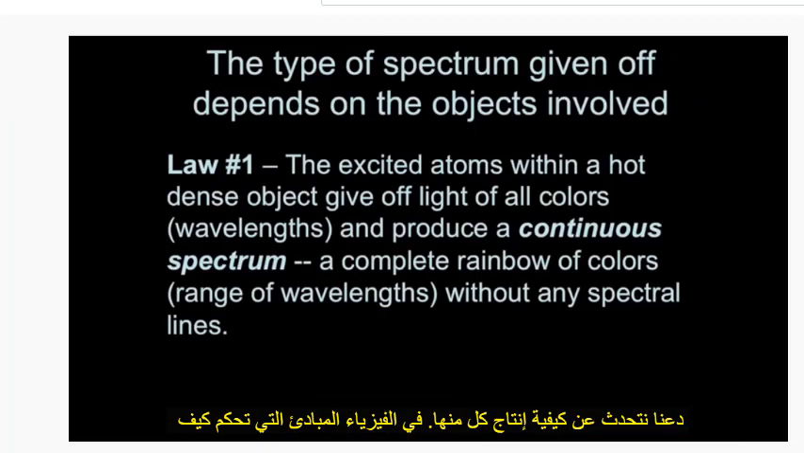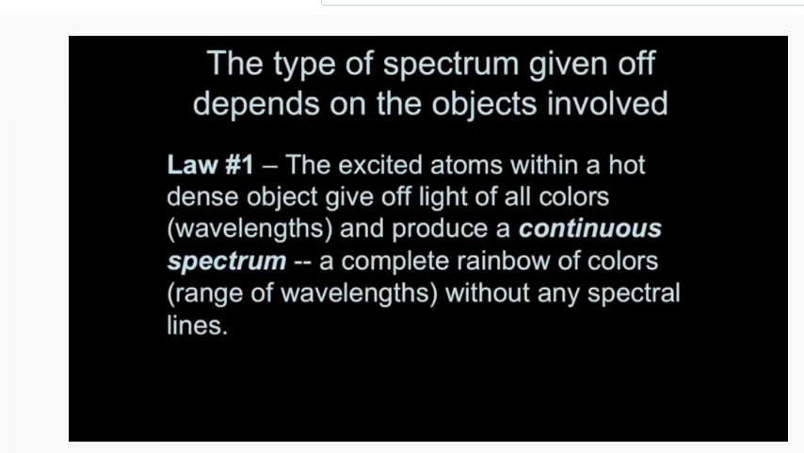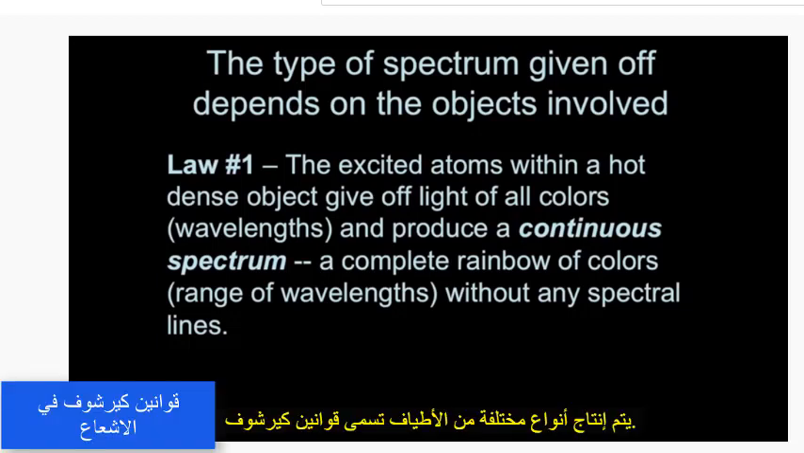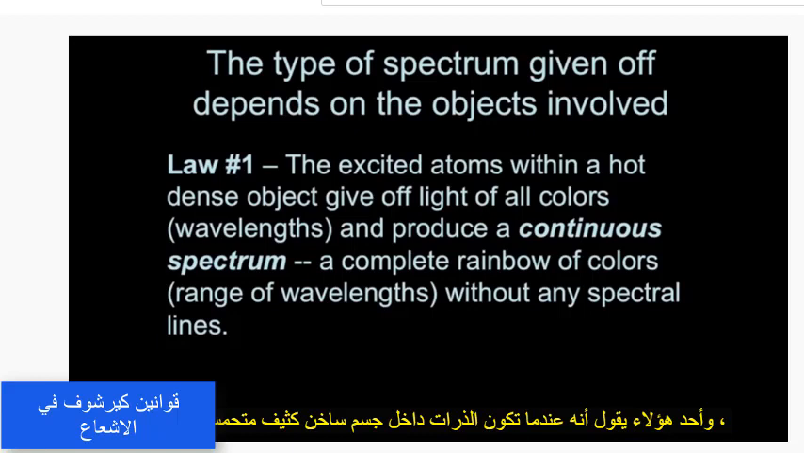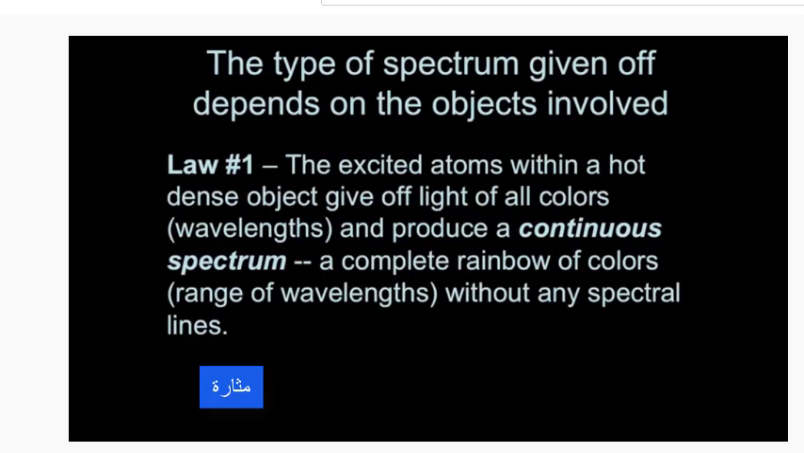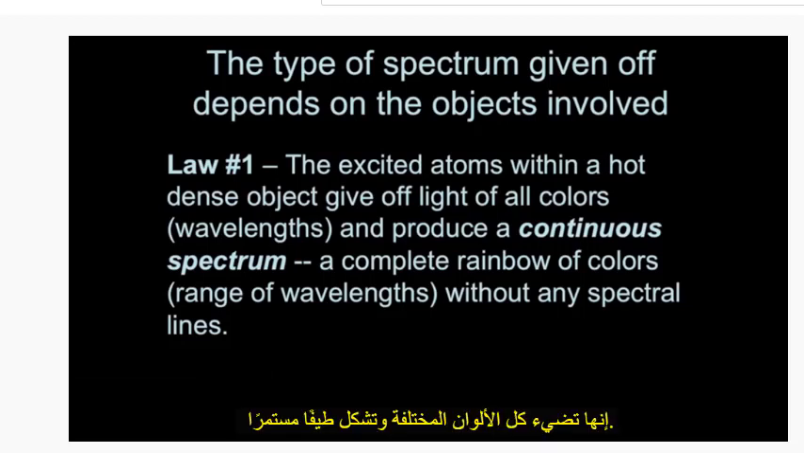In physics, the principles that govern how different types of spectra are produced are called Kirchhoff's laws. And one of these says that when the atoms inside a hot, dense object are excited or energized, they give off light of all the different colors and make a continuous spectrum. And so it looks like a rainbow with all the colors blended together. So hot, dense sources give off continuous spectra.